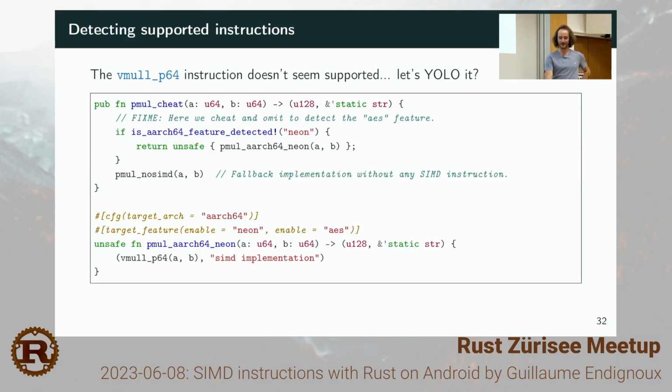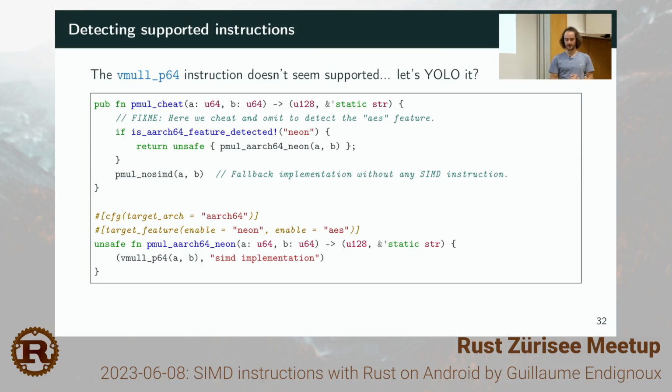So yeah, I did the following. I just detect that Neon is supported and then call my nice function here. I'm following the template of the Rust documentation about dynamic feature detection. At the bottom I implement my SIMD-specific function, which is unsafe and has this special label about target_feature enable equals the features I want to enable.